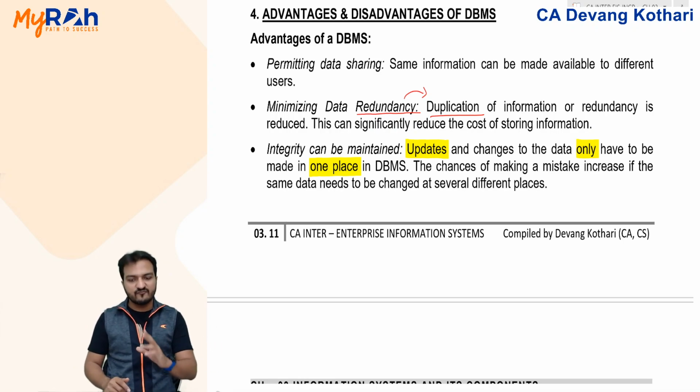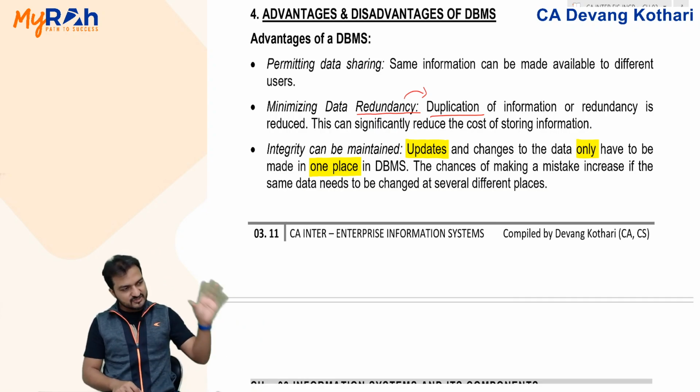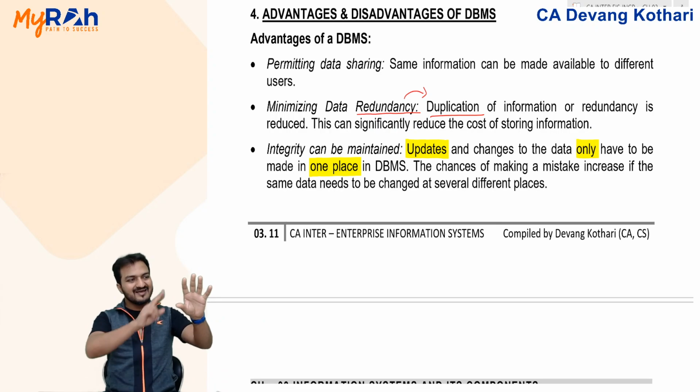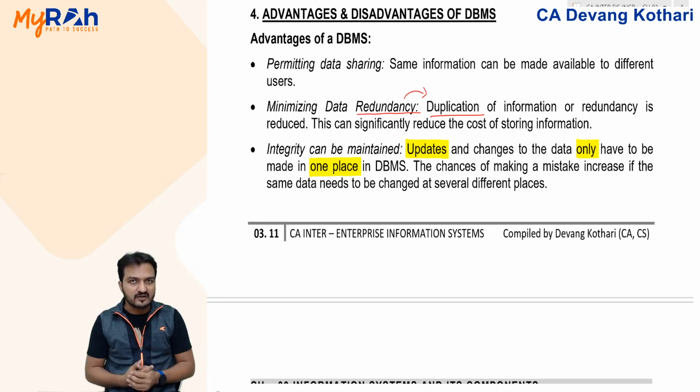It will not allow me to enter duplication. An Excel sheet does not prevent that. So in case of Excel data, Microsoft Excel, if a student registration already exists in the Excel file, can I put his name again in the registration? Yes, but DBMS will not allow that. So it will prevent duplication.